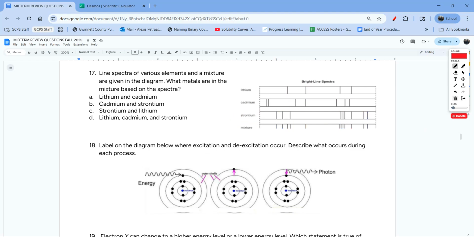Oh, I cannot get this. No, I just trashed it all. So because there's extra lines with cadmium, cadmium is not in the mixture, but strontium and lithium are, because they match up perfectly with the lines in the mixture. So lithium, strontium, answer C. And I got plenty of extra practice for that if you need some.